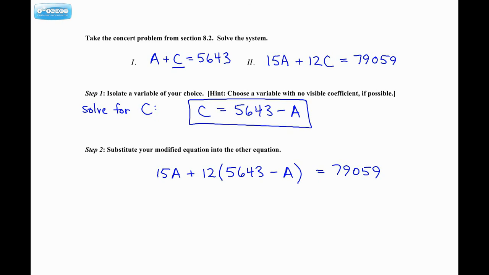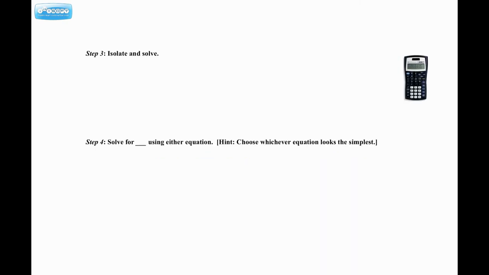Well, I'd rather work with this because notice how there's only one type of variable in here. This equation only has A's. So this is now solvable using all the algebra that we've learned in previous math courses. So let's isolate and solve. I'm actually just going to write that equation one more time. You don't have to. It's just so that I can see it.